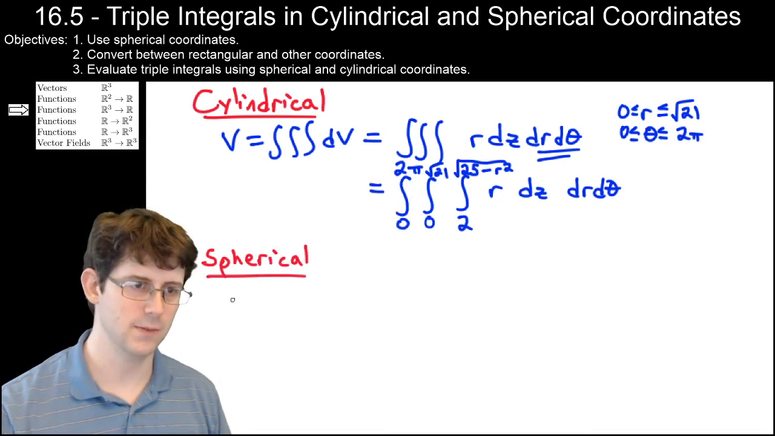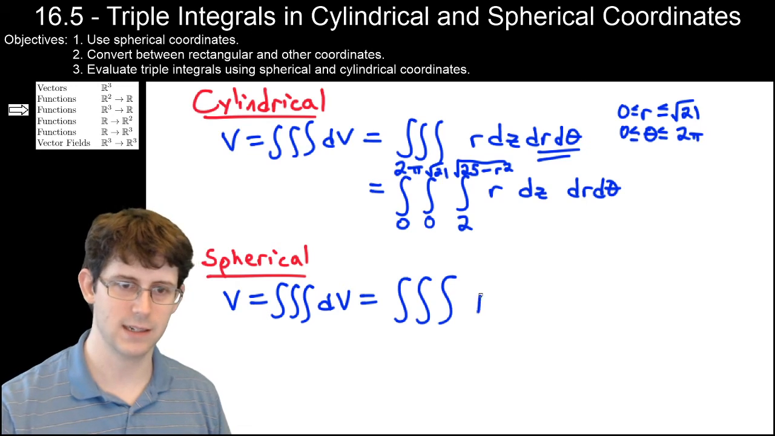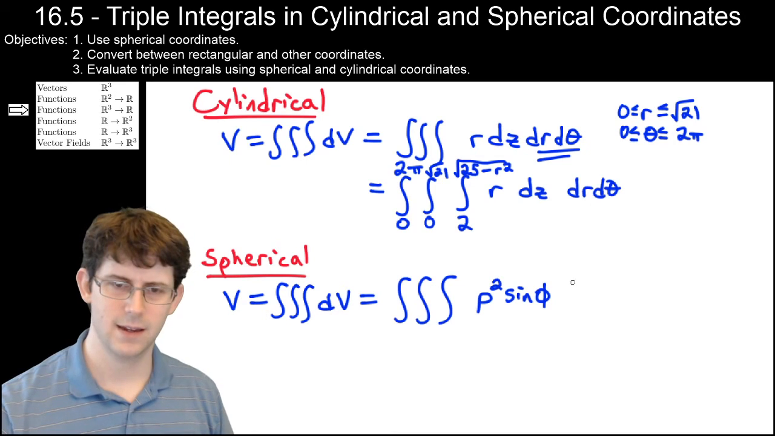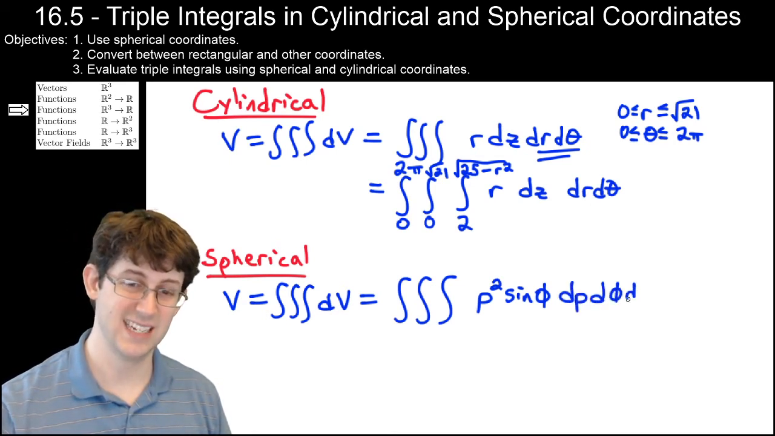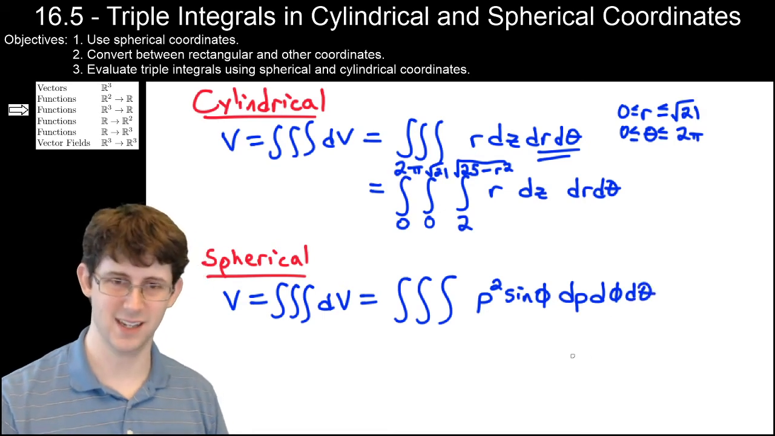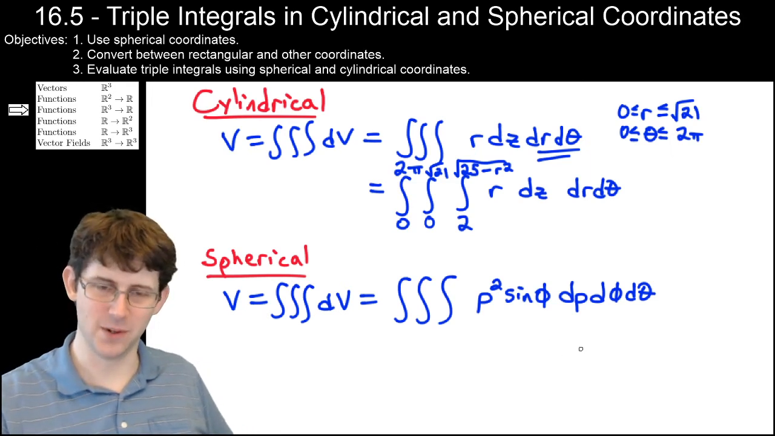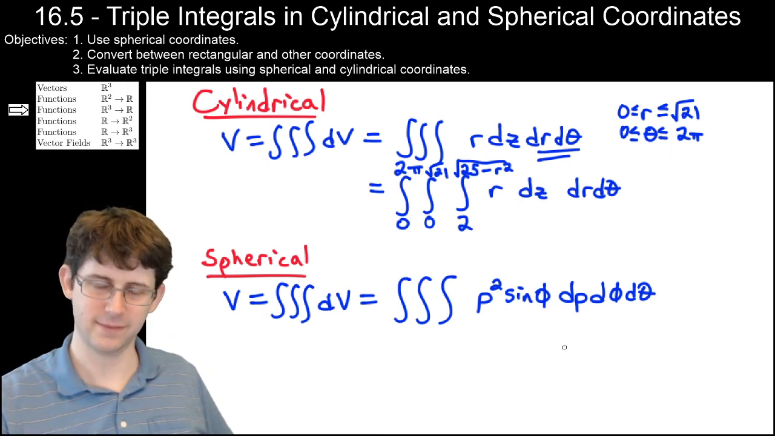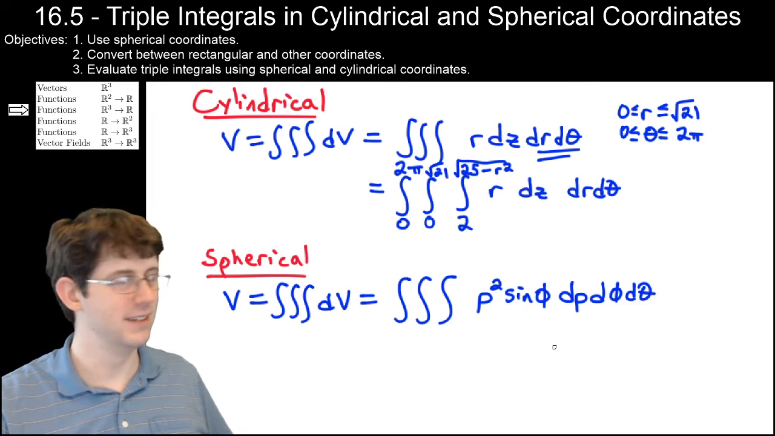To set up spherical, we do the same plan. We say, I want to find a thing. It's the integral of the little bits of the thing. But in spherical coordinates, dV equals rho squared sine phi d rho d phi d theta. I don't really have a favorite order here. I feel like I should have a favorite order. Huh. Yeah, I really don't.